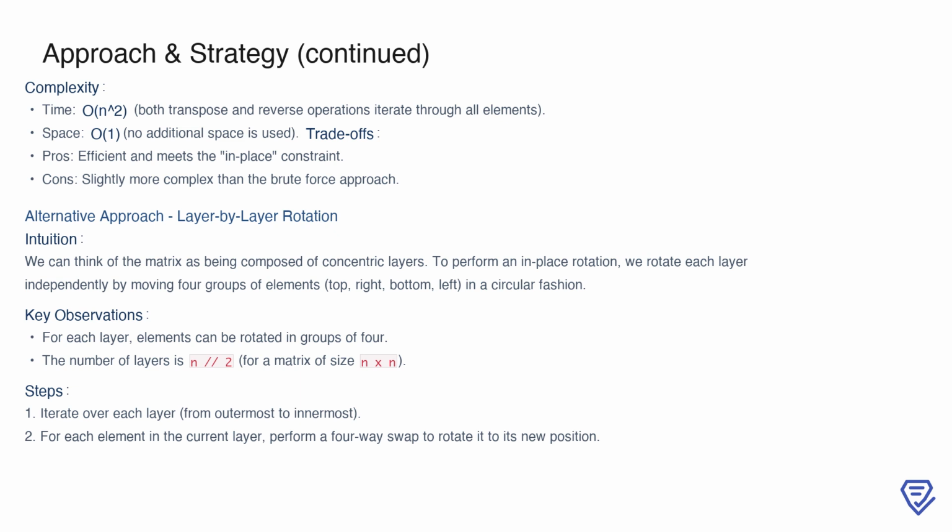approach. In this method, the matrix is visualized as being made up of concentric layers, and the rotation is performed by moving groups of 4 elements, one from each side of the layer, in a circular manner. For a matrix of size nxn, there are n//2 layers, and each layer's elements are processed independently. While this approach is also in place and efficient, it requires carefully managing multi-step swaps, which can make it more error-prone compared to the transpose and reverse strategy.